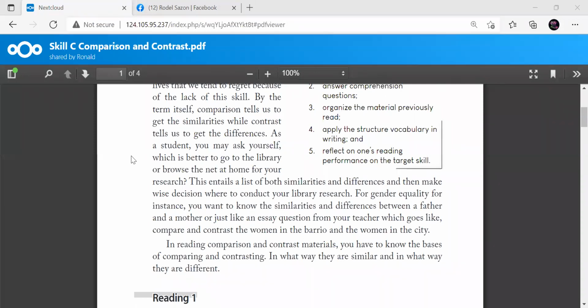Can you tell us, for example, about the differences or the contrast between women in the barrio and women in the city? Beneflor.